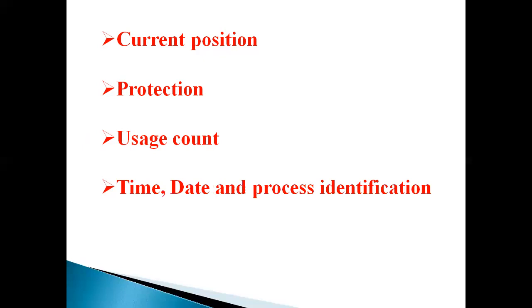Last is time, date, and process identification. It gives information about the creation of the file, its time and date, and the last use. So these are the information available in the time, date, and process identification.